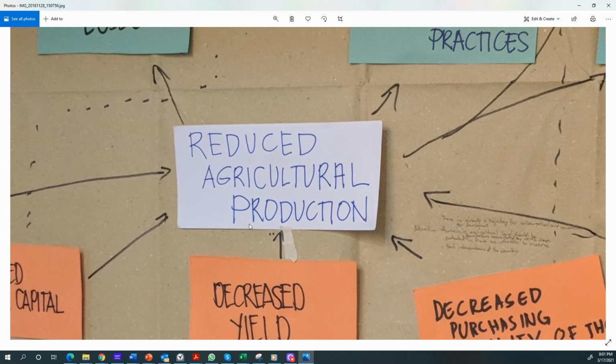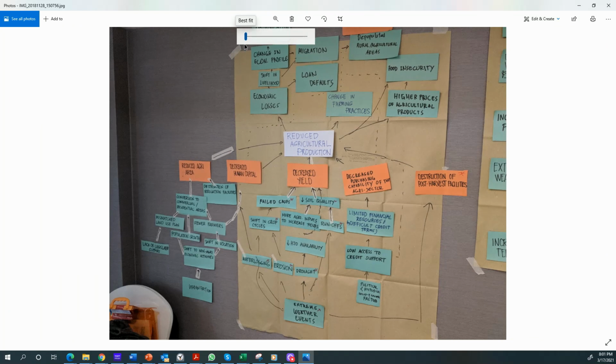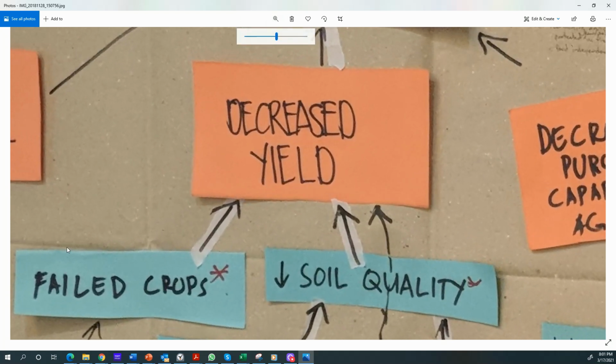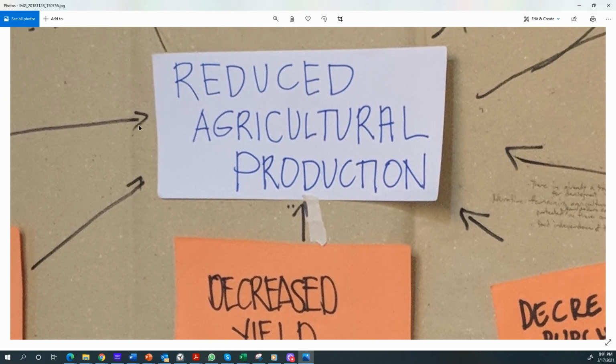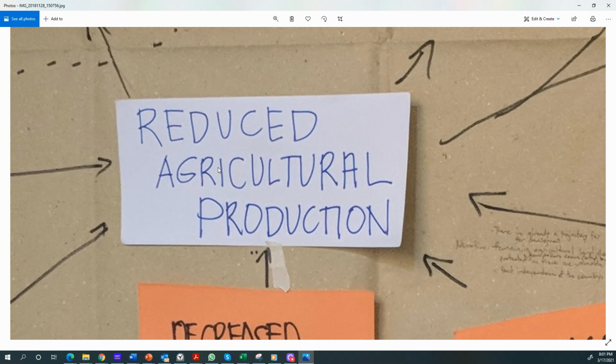So the core problem is reduced agricultural production or productivity. First of all, you can see that the team that did this problem tree did it on butcher paper and put it up on a board so that lots of people can see it, reflect on it, and talk about it. And they used slips of paper, not sticky notes, that can be replaced and moved around. Eventually they decided that their core problem was going to be reduced agricultural production.